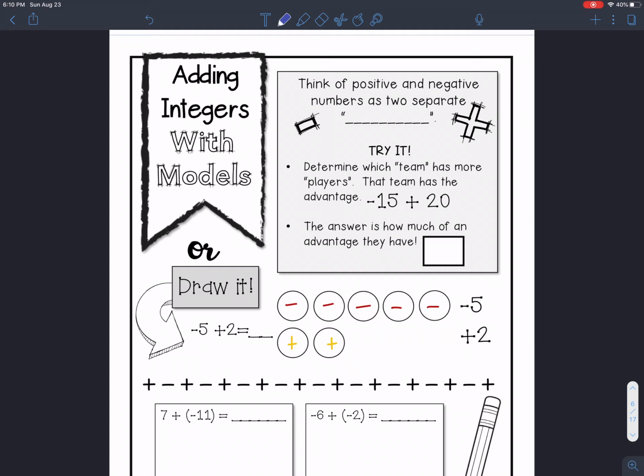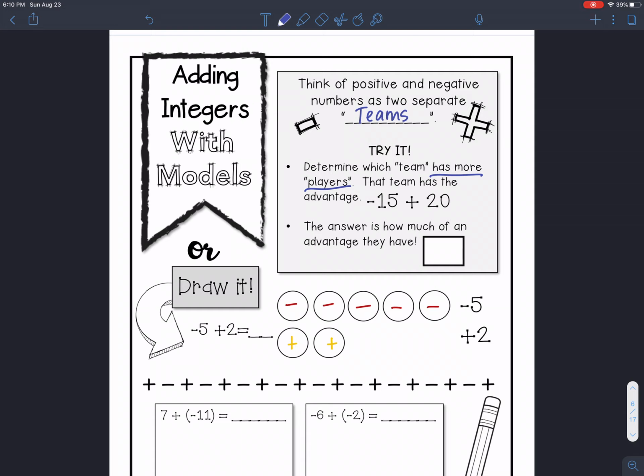So one thing we can do is think of integers as positive and negative teams, okay? So positive and negative numbers as two separate teams, and we're going to write teams right here. Whenever we're adding integers, if we want to figure out what the answer is, all we have to do is figure out which one has more players. So that's what they're talking about here, and I'll explain a little bit more about that in a minute.